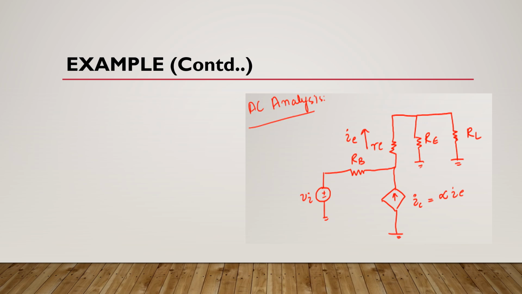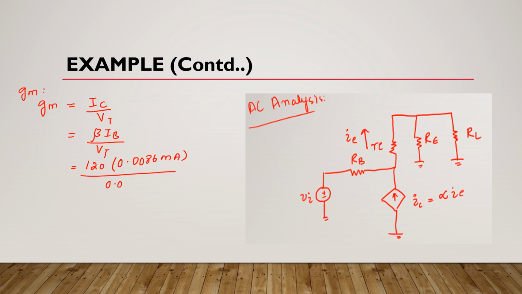Now we will find transconductance. We know that transconductance is equal to IC divided by VT, and we know that this collector current is equal to beta times base current. Here beta is 120 and DC base current is 0.0086 milliamperes, and we know that thermal voltage is 0.025 volts. After solving this, you will get transconductance, which is equal to 0.041 amperes per volt.